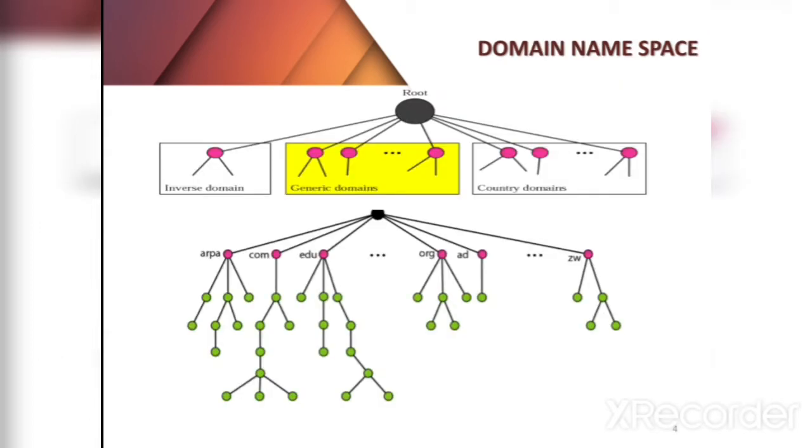So this is the diagrammatic representation of the hierarchical structure of domain namespace. Mainly the root, then come different categories of domain: inverse domain, generic domain and country domains. And an example for these different categories is illustrated in the figure.